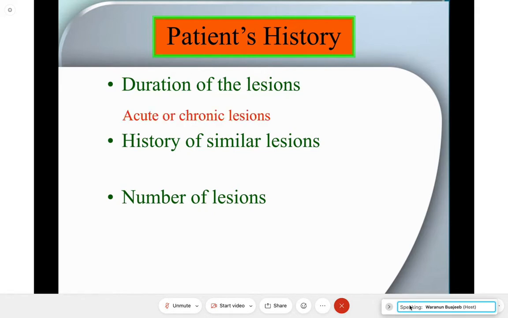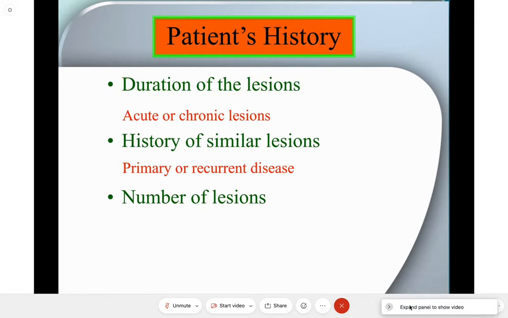So with all these three subjects that you ask the patient, you can group this group of diseases. If the lesions occur for more than 3 weeks, we will classify them as chronic lesions, otherwise acute lesions. I mean the lesions presenting as vesicle, bullae, and ulcers. You need to ask about that. And also the history of similar lesions.